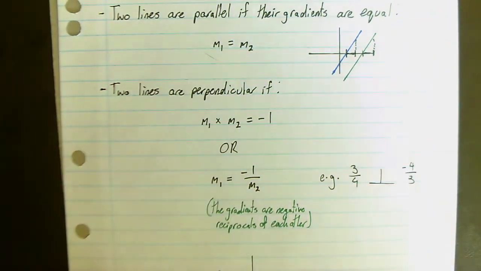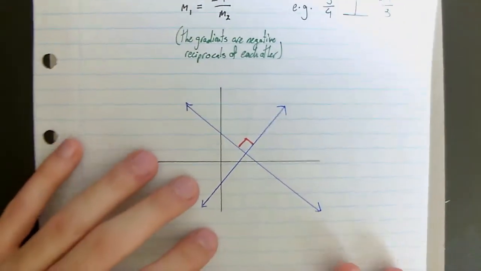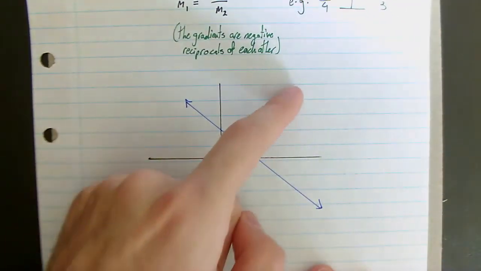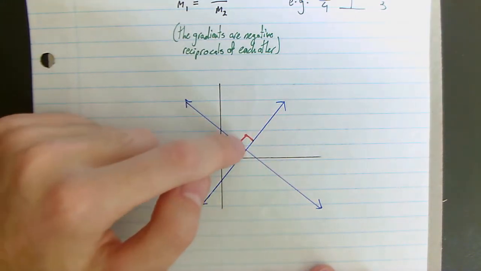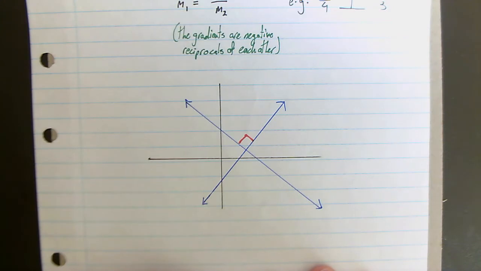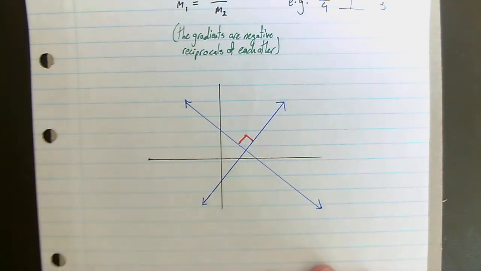Now, in case you are unfamiliar with what perpendicular lines look like, this is just an example of two perpendicular lines. So as we can see, these are our two lines, and when they intersect, the intersection contains a right angle, okay? As a matter of fact, all these will be right angles, okay?